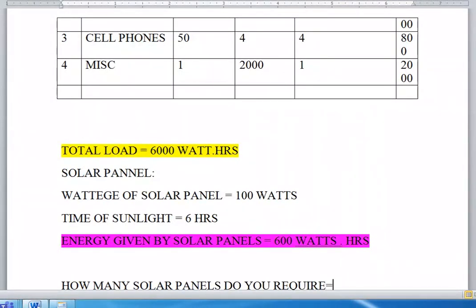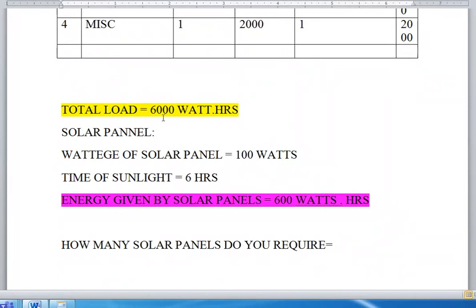$1,000,000 question. So this is how to find it out. You have 6000 watt hours as your load, and the energy supplied by a single solar panel is 600. So now you can imagine how many solar panels you get. 6000 by 600. So for simplicity only I have converted this. You can put your magical numbers in your house because you have calculators with you. So 6000 divided by 600. This will be equivalent to 10.